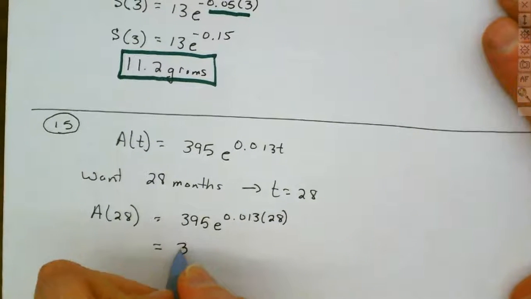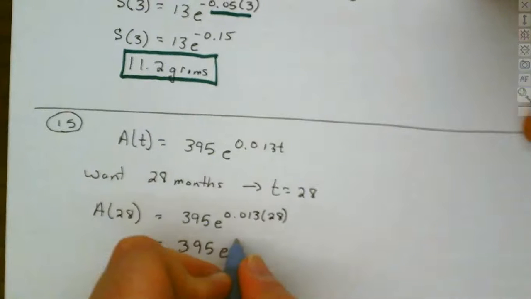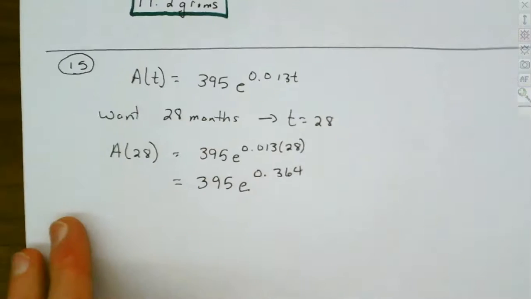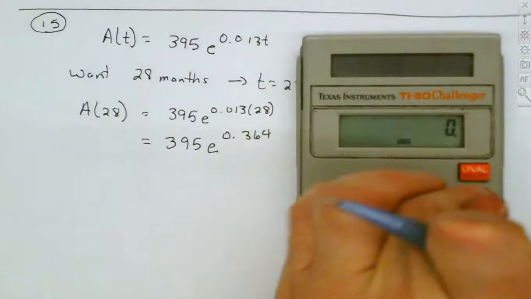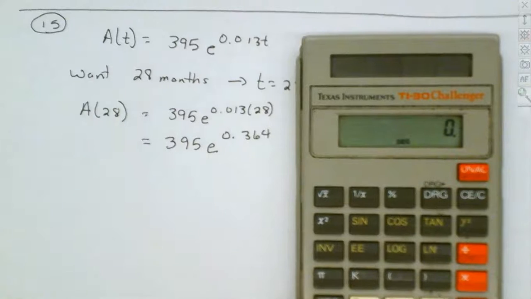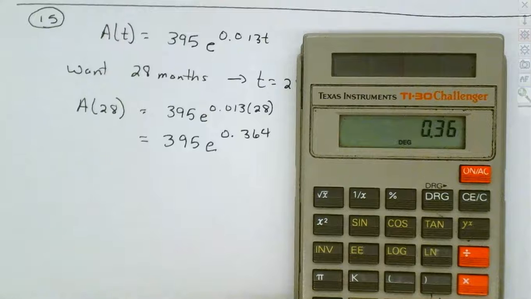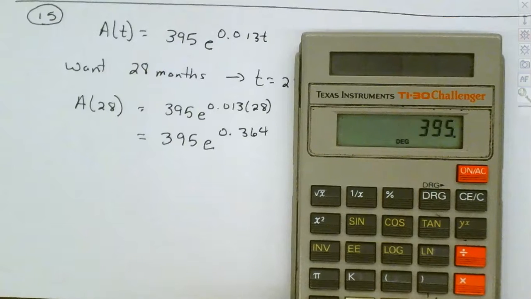And we multiply. So now we've got 395e, and we'll multiply here. We've got a 0.013 times that 28. That gives you 0.364. And now we can finish it. Again, we use our calculator, depending upon which type of calculator you have. I'll do this one first. So on this style of calculator, you would type 0.364. We need a second ln, and then multiply that by 395.